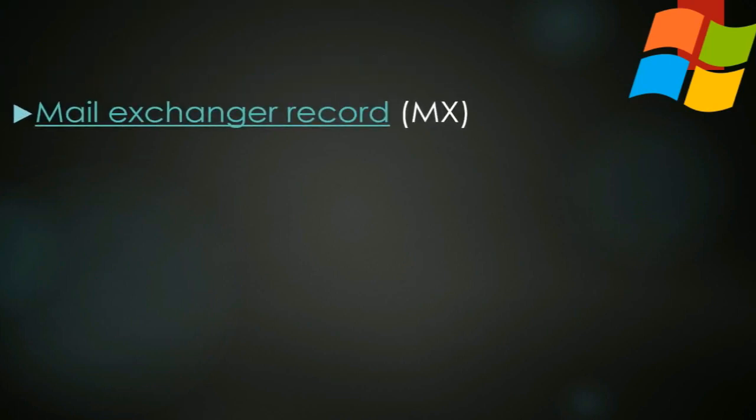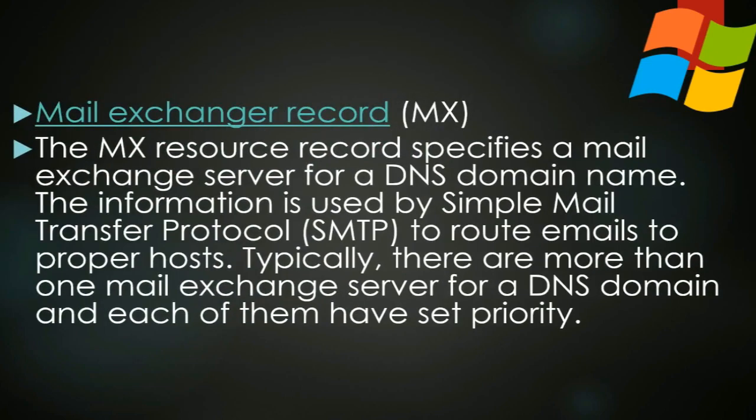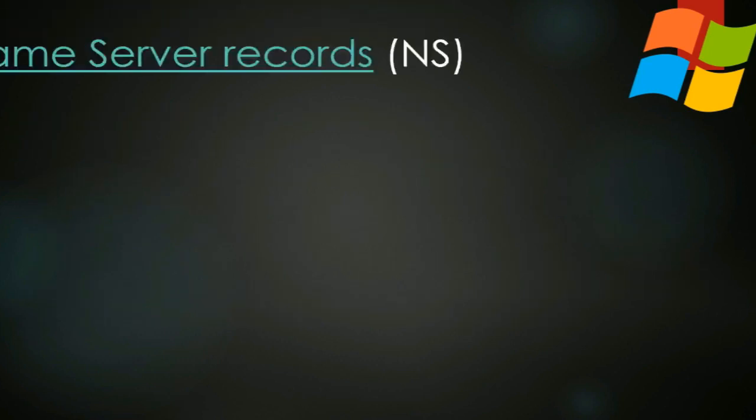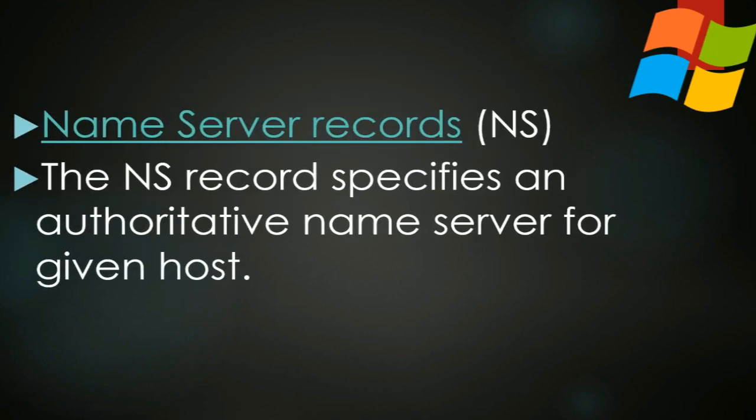Mail Exchange Record or MX record. The MX resource record specifies a mail exchange server for a DNS domain name. The information is used by Simple Mail Transfer Protocol (SMTP) to route email to the proper host. Typically, there is more than one mail exchange server for a DNS domain, and each of them has a set priority. Name Server Record or NS record. The NS record specifies an authoritative name server for a given host.